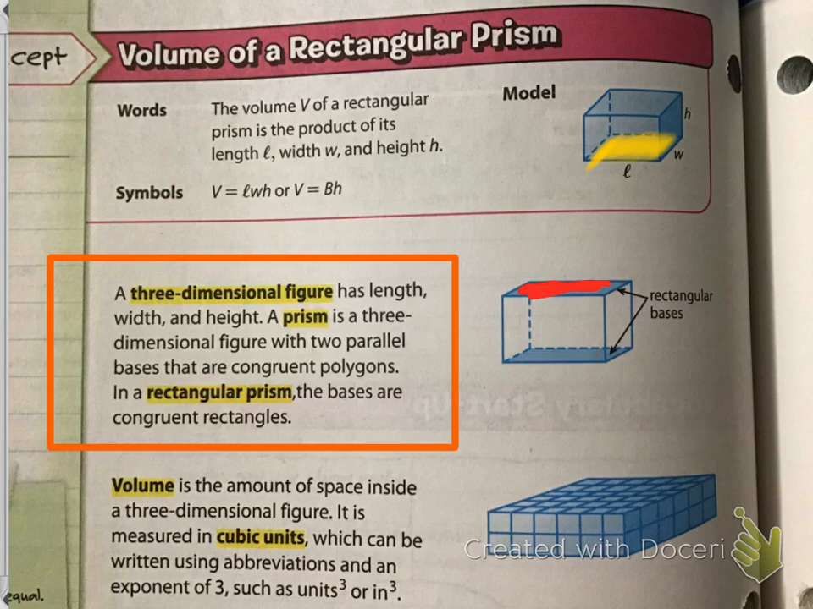Then we can't see it, but we've got the whole back area here, which is compatible with this whole front area there. So we know that those are all congruent. The reason that this matters to us is because we wouldn't be able to solve length times width times height without knowing that they are congruent and without having the information.